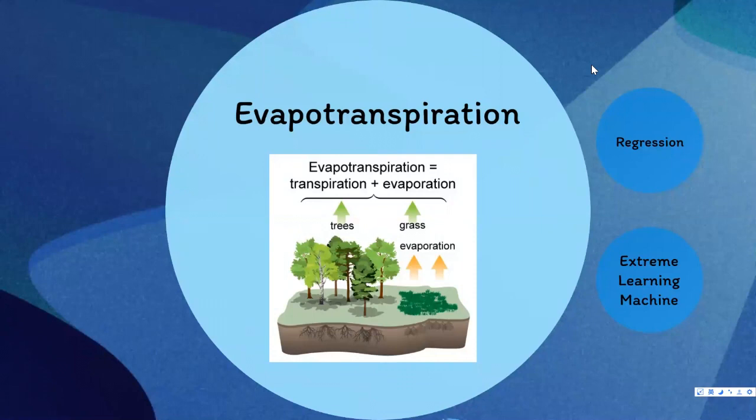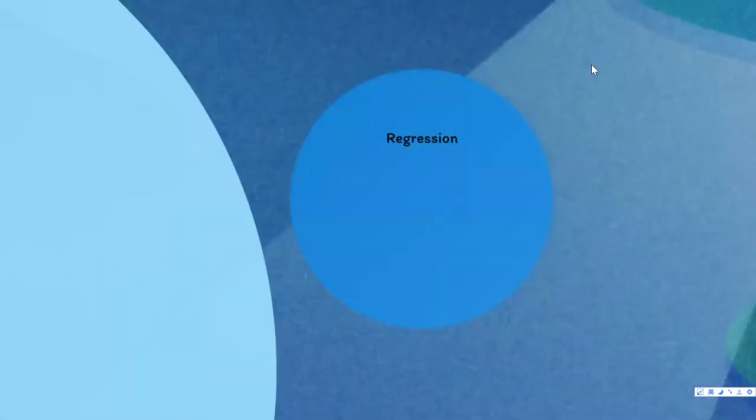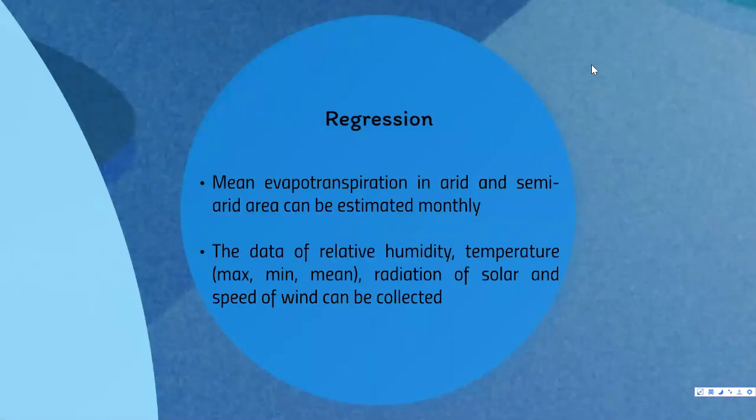There are two algorithms involved in this situation. The first one is regression. By using regression, mean evapotranspiration in arid and semi-arid areas can be estimated manually. Data of relative humidity and temperature, which include maximum, minimum, and mean, solar radiation, and wind speed can be collected.